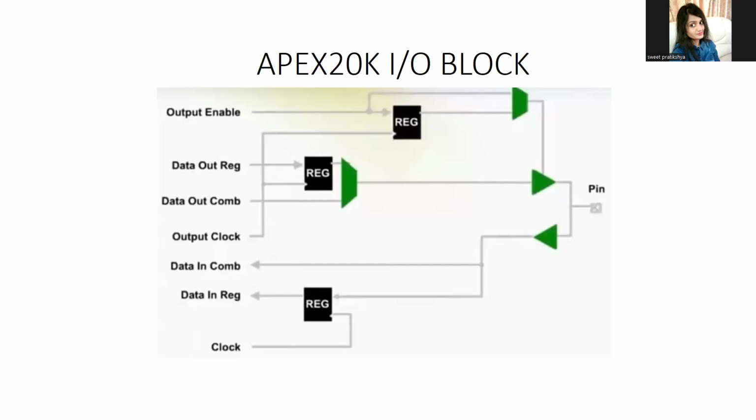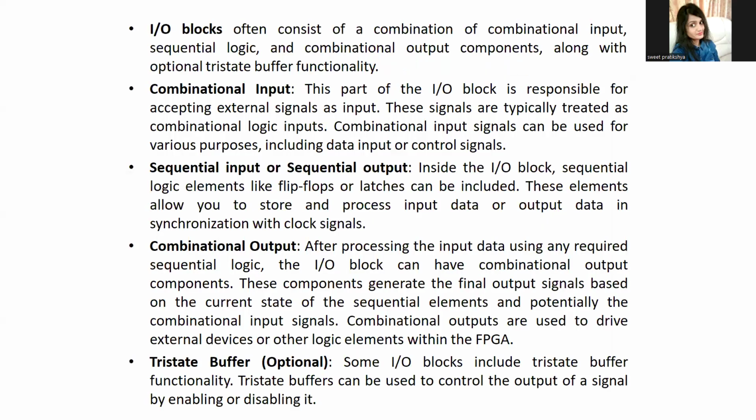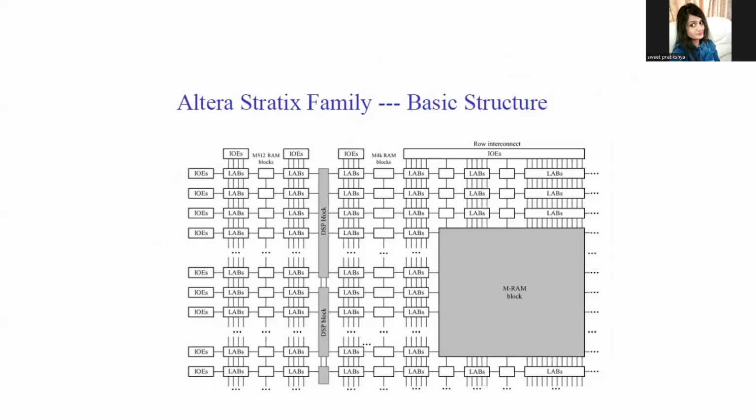Just like Cyclone 2, the APEX IO block includes combinational input, sequential logic, combinational output, and an optional tri-state buffer. Combinational inputs are for simple signal reception, meaning they are used for receiving the signal. Sequential logic is for registering and storing the data, for example flip-flops and latches. Then there are the combinational output and the optional tri-state buffer. This I already explained in the previous slide.